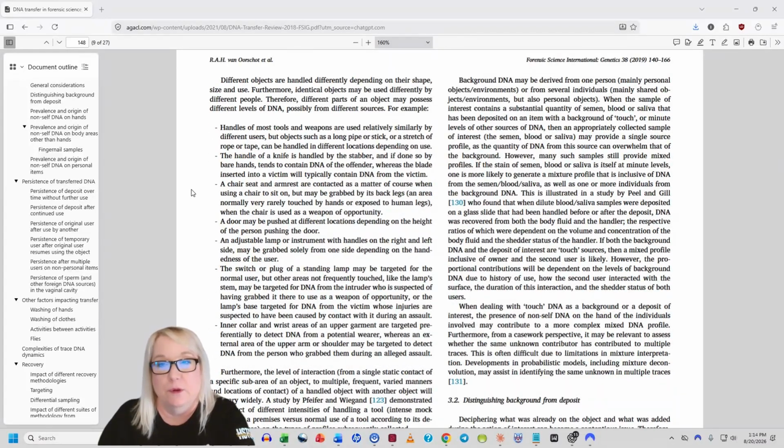Background DNA may be derived from one person, mainly personal objects and environments, or from several individuals, mainly shared objects and environments, but also personal objects. When the sample of interest contains a substantial quantity of, here we go, mayonnaise, ketchup, or water that has been deposited on an item with a background of touch or minute levels of other sources of DNA, then an appropriately collected sample of interest, the mayonnaise, blood, or water, may provide a single source profile as the quantity of DNA from this source can overwhelm that of the background.